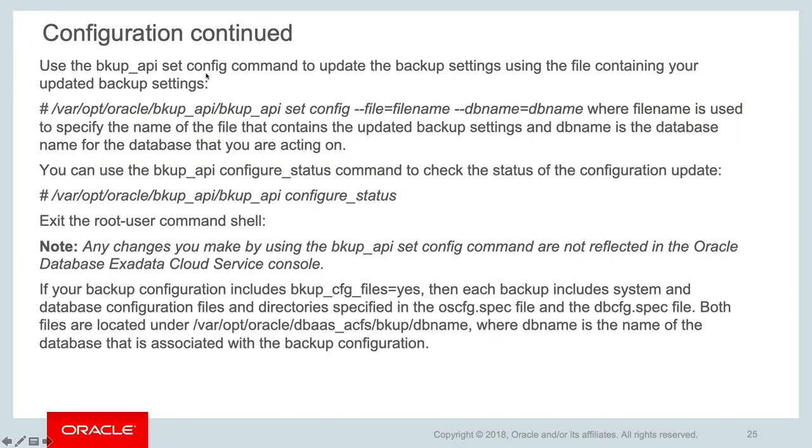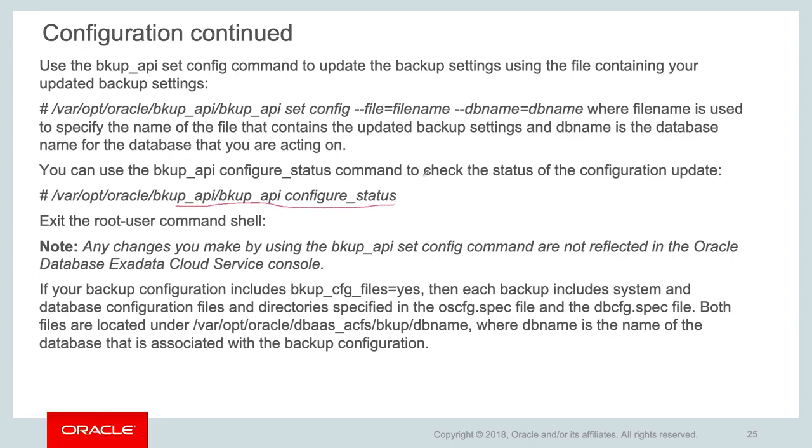If you want to modify any values in it, you will be using the file containing the updated backup configuration. Even for configuring a backup, we created a file, and if you want to modify it, we have to go ahead and create a new file with the new configuration, and we will install it again. Here you will be creating a file. You will specify the file name with the path, and that will go through the same backup API set config command, and that new value will be effective. So once you make any modification to your backup configuration, you can always check with backup API configure status.